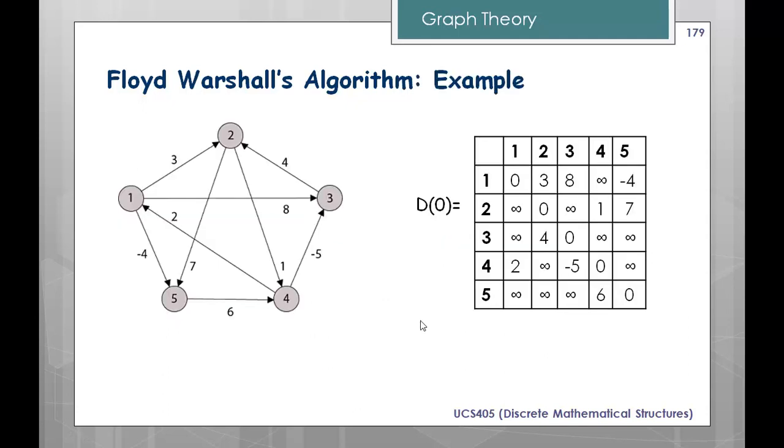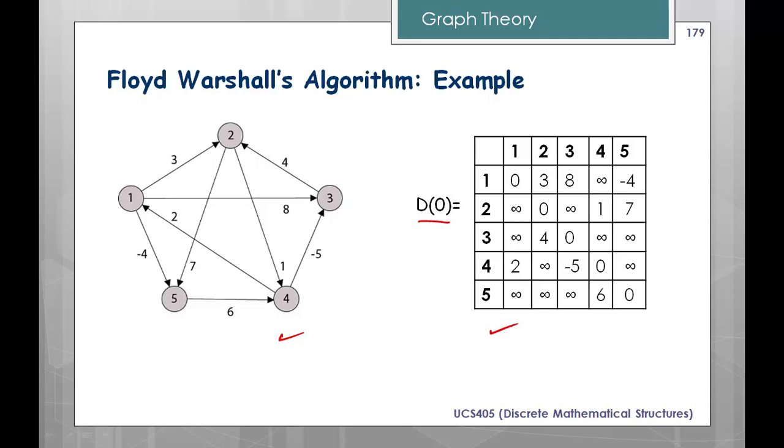Now, consider this example. In this case, we have the given graph, this one. For this graph, first prepare the matrix D0. We are assuming it as D0. Now see, this is a directed graph. No self loop is there on any of the nodes. 1 to 1, there is no self loop. 2 to 2, and so on.